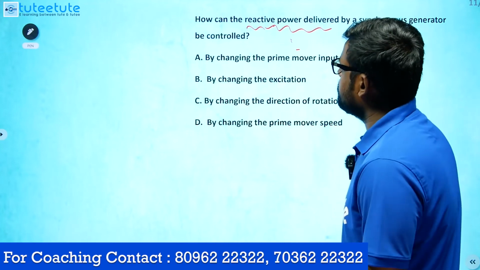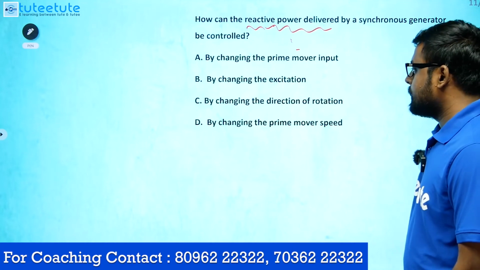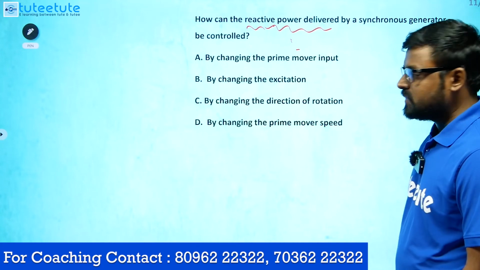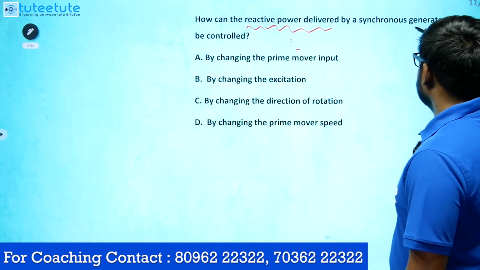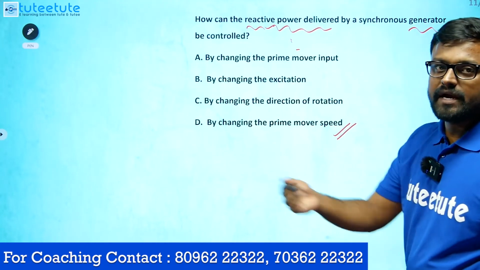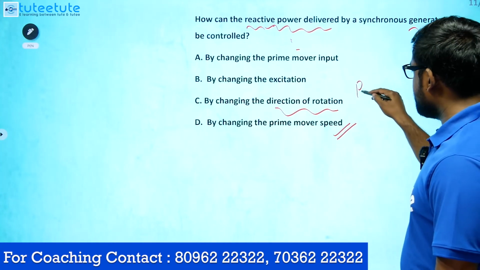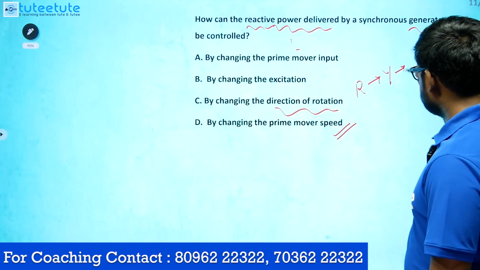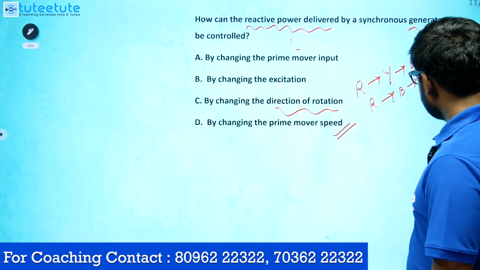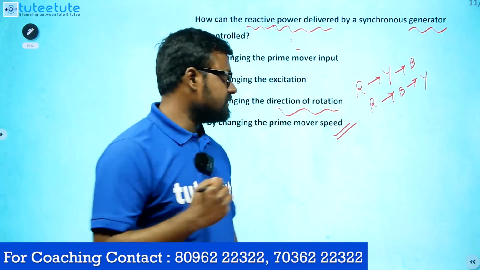The options are: by changing the prime mover input, by changing the excitation, by changing the direction of the rotation, by changing the prime mover speed. If it is an alternator, by changing the prime mover speed, you can only change the frequency of the power supply it is generating. By changing the direction of rotation, you can only change the phase sequence. If it is RYB, you can make it RBY.